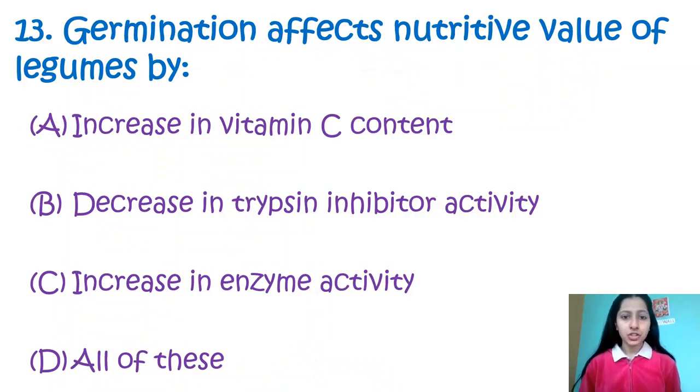Question number 13. Germination affects nutritive value of legumes by increase in vitamin C content, decrease in trypsin inhibitor activity, increase in enzyme activity, or all of these. When a seed germinates, it decreases the trypsin inhibitor, and the other nutritive contents increase. So the correct answer is option B, that is decrease in trypsin inhibitor activity.